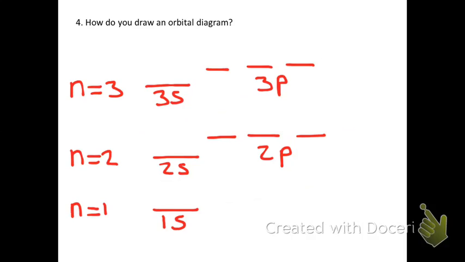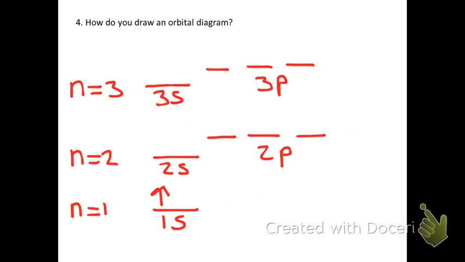So this is what an orbital diagram is going to look like. Now for hydrogen, you have 1 electron. Where are you going to put that 1 electron? Well, obviously, according to the Aufbau principle, you have to put it in the lowest energy level, which is going to be the 1s. So that's what I'm going to do. This would represent, more or less, hydrogen.